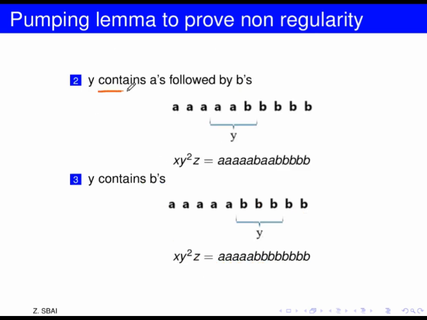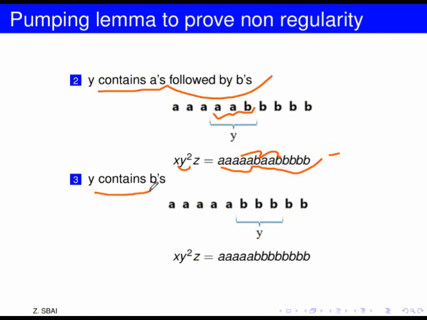The second case, y contains a's followed by b's. Okay, let's take, for example, this portion here, double a, b. Now x y squared z will have 5 a's followed by a b followed by double a followed by 5 b's, because we have to write aab twice. Okay, aab and then aab and then the rest of b's, which are already 4 b's. Okay, and as you may see here also, this is not in the form a^n b^n. So it's not in the language.